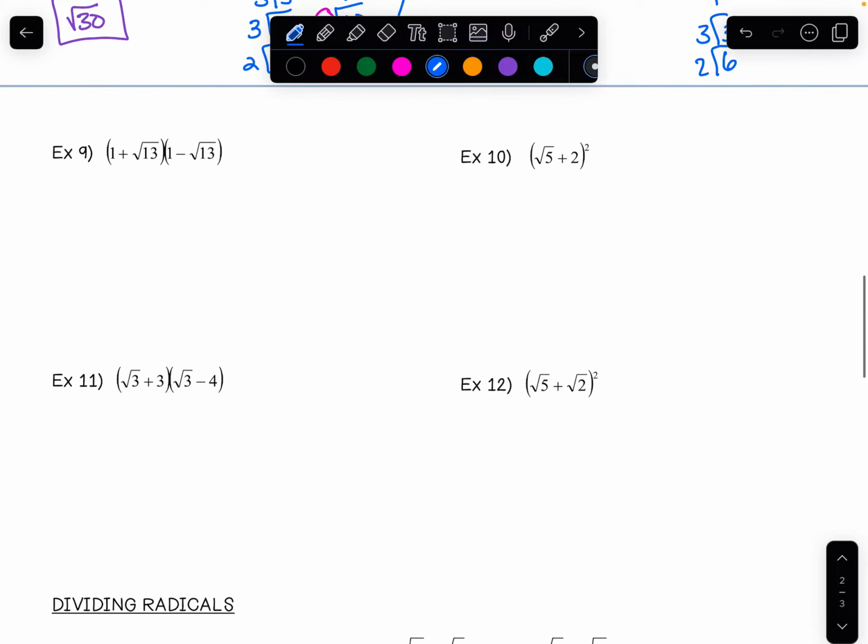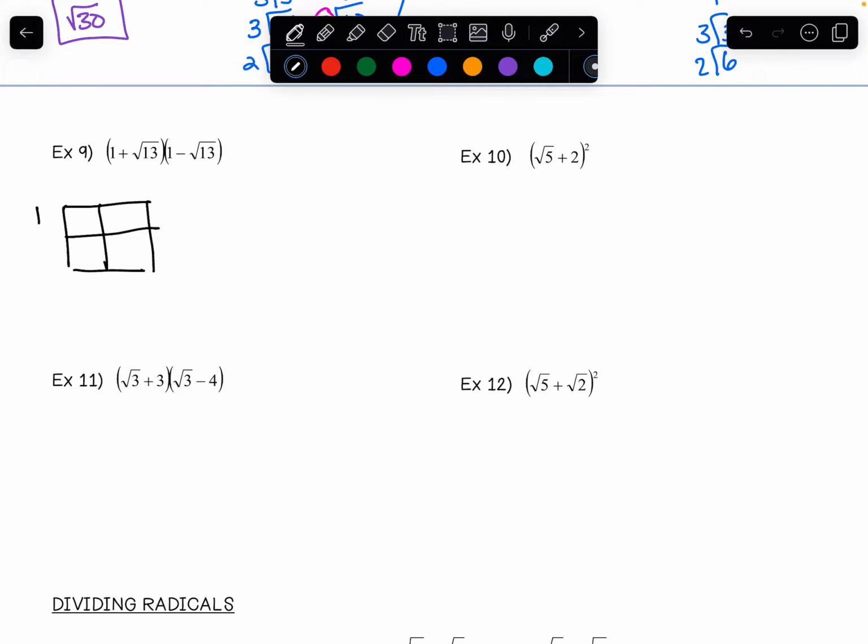On example 9, here I have a binomial being multiplied by a binomial. 2 terms being multiplied by 2 terms. You could use FOIL for this. You could use the distributive property for this. For all problems like this so far this school year, we have used the area model, so I'm going to continue to use the area model.